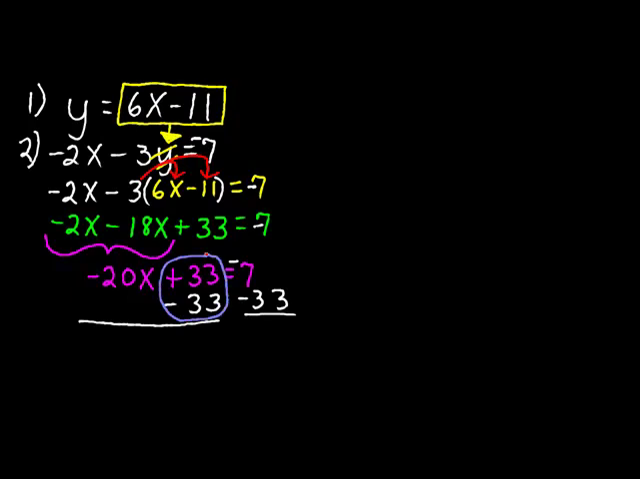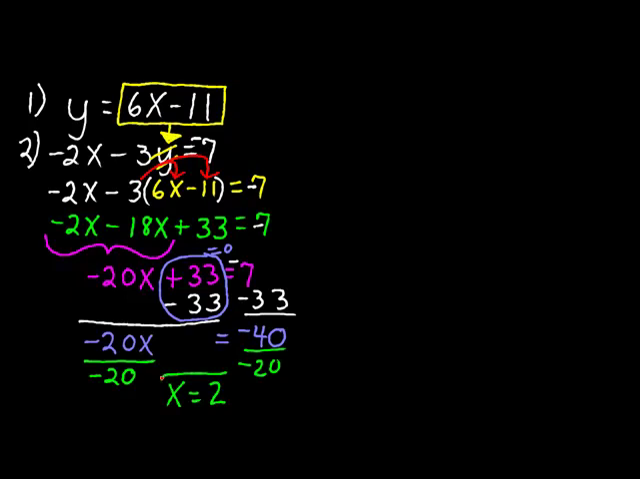Okay, first, the positive 33 and negative 33 equals 0, so I don't even need to rewrite those. I'm going to bring down my negative 20x, bring down my equal sign, and then I'm going to add my negative 7 and negative 33 together. All right. Now I've got negative 20x equals negative 40. If I go ahead and divide both sides by the coefficient of the x, the negative 20, that's going to end up canceling those out. And I'll end up with x is equal to positive 2.